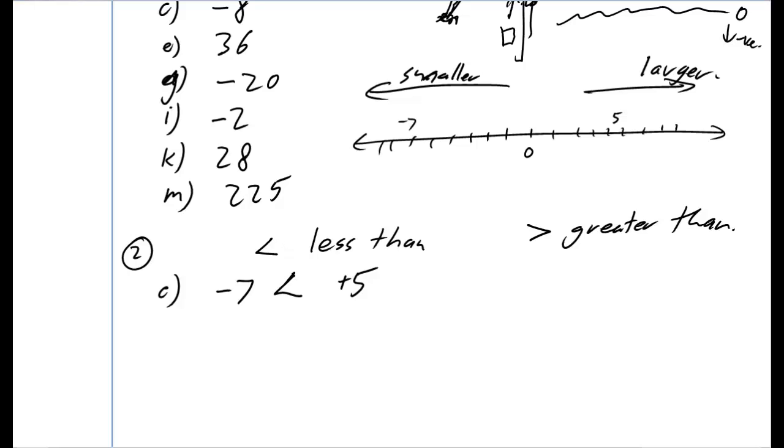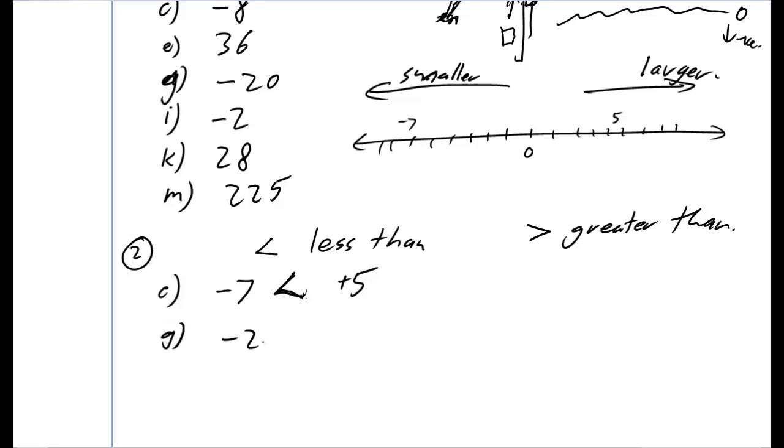Now look, see how with this sign, you've got the big open end here. This is a big open end. This big open end always points to the biggest number, and the small pointy bit points to the smallest number. So it makes sense. This small end points to the small number. This big V open end points to the big number. Okay, let's look at G.